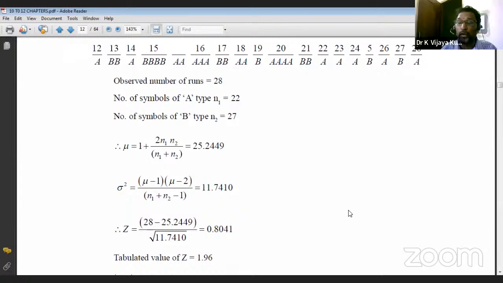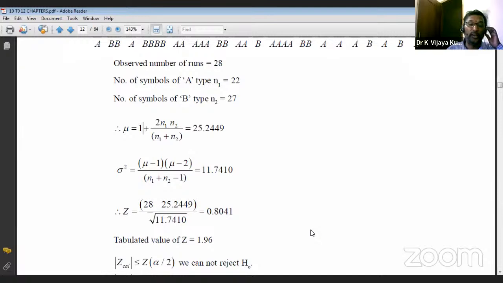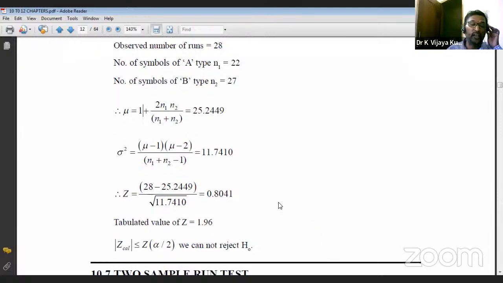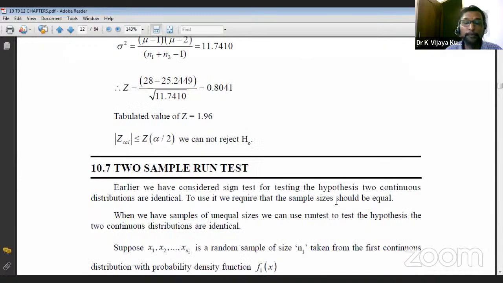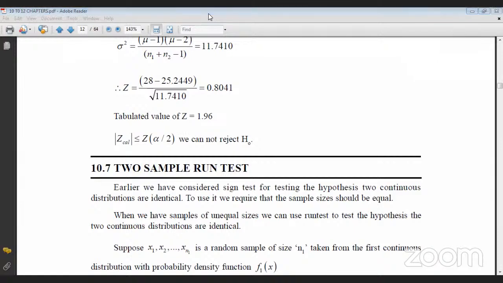Sir, you have to do it at your home. So see here. This is 0.8041. So that is, we are calculating value 1.96. We do not reject it. Okay? All of you? Yes sir. తప్పులు ఏమొస్తే రేపు చూద్దాం.